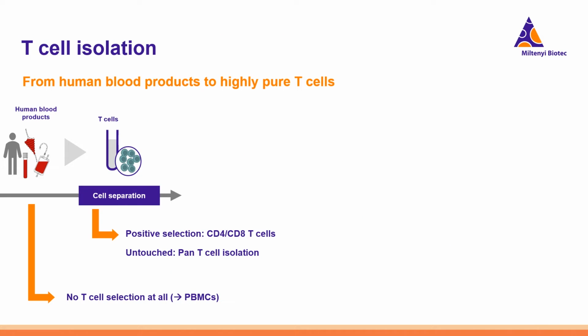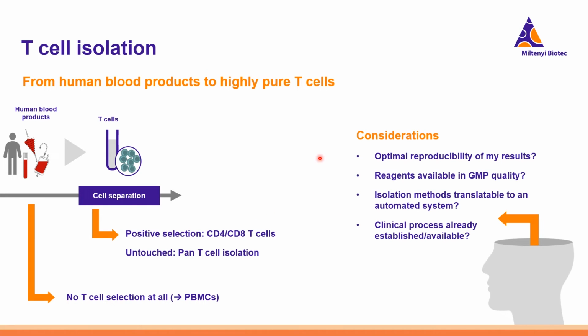Looking at the first step, the T-cell isolation. In a research setting, several methods are frequently used. Some start directly with PBMC, so no enrichment at all. Others go for pan-T-cell isolation, or others go for positive selection, for example, of CD4 and CD8 T-cells. And when it comes to translation, there are some considerations coming up, namely, the optimal reproducibility of the results by the different methods, by the different approaches.